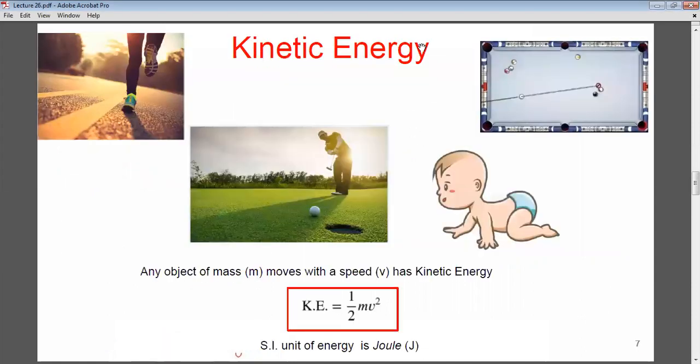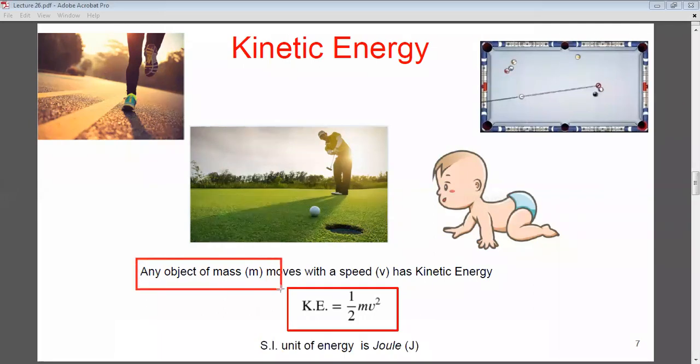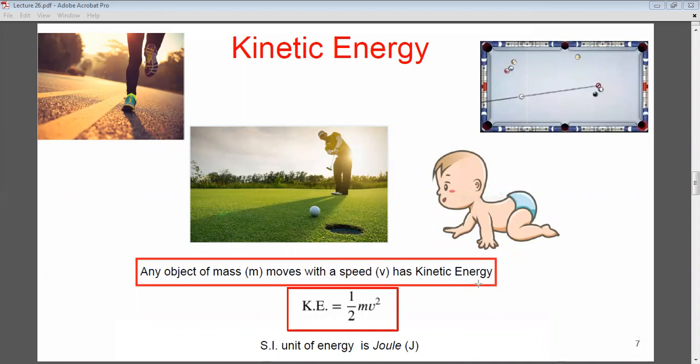Another concept we will learn today is kinetic energy. Kinetic energy is when an object is in motion. So if an object of mass m moves with a speed v, then it has kinetic energy by definition, KE, which is half mv squared.